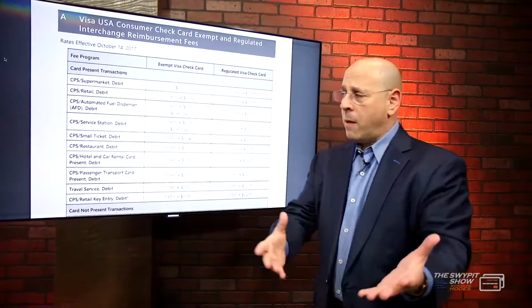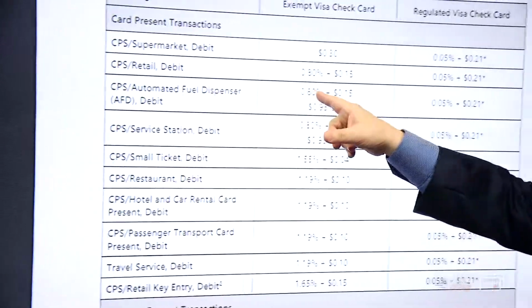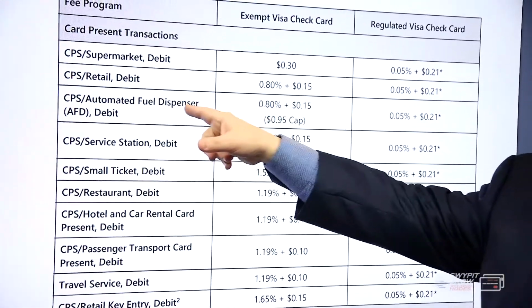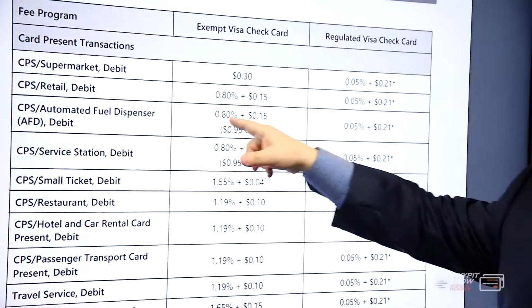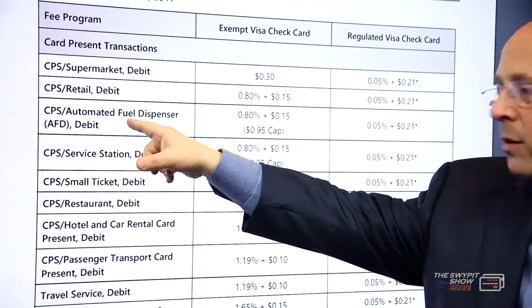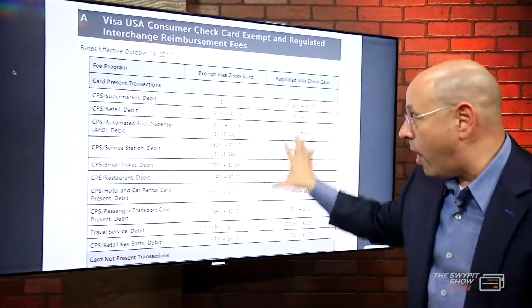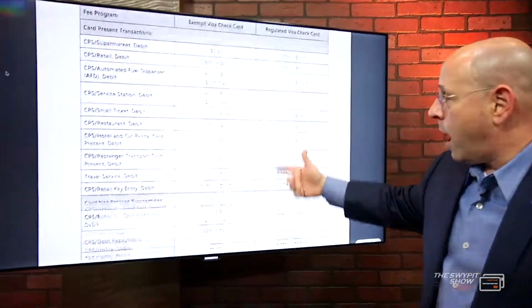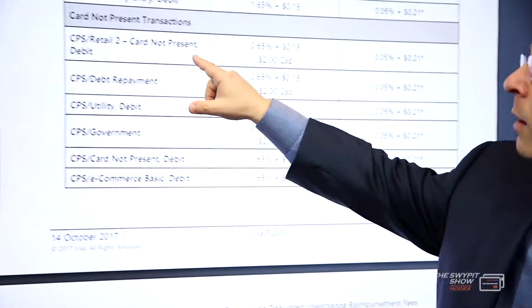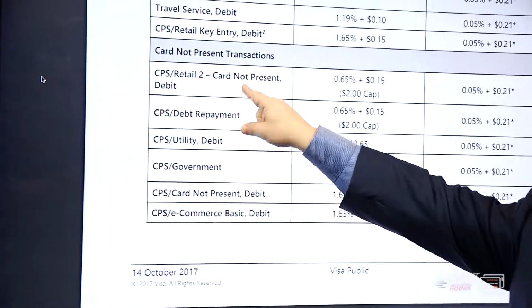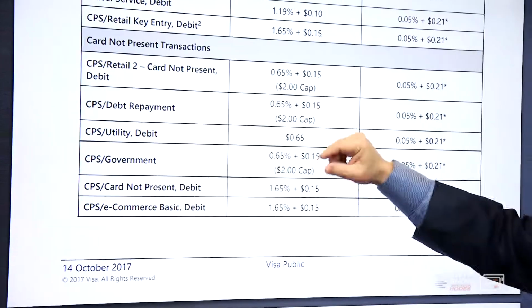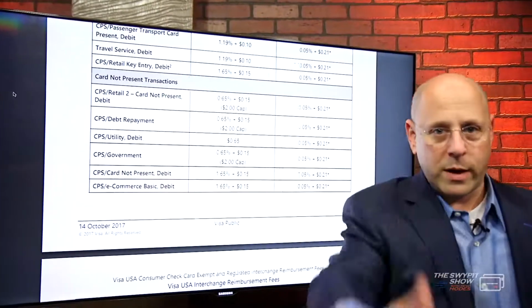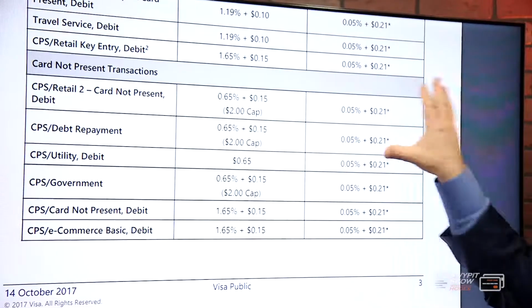But let's just say that maybe you were an automated fuel dispenser and you took a debit card. Well, that's what I was talking about, standard classification codes. This is the rate structures that you would pay if you were that type of business. And of course, this is how it works. Now, if you can move this up a little bit for me, I will go through. Let's take a look at this one here. CPS Retail 2 Card Not Present Debit. So that's a debit card. Everybody's got a debit card. Well, here's the debit card rate and when that happens. So this is the cost.